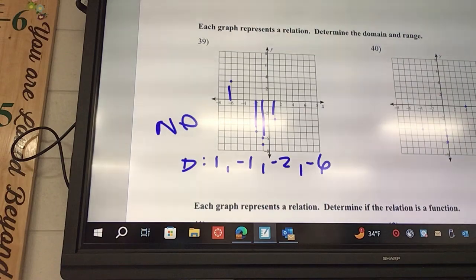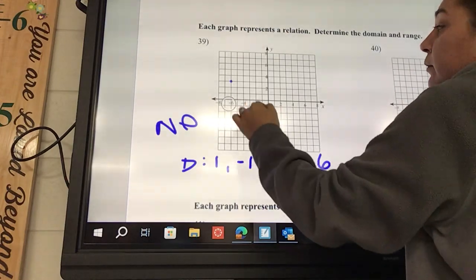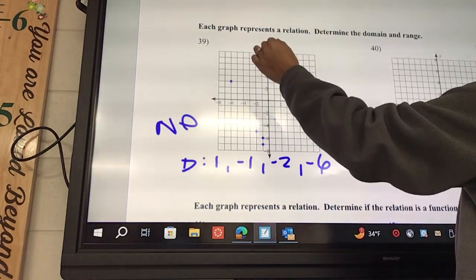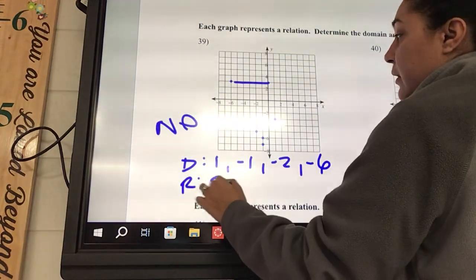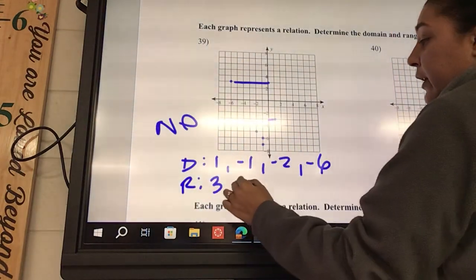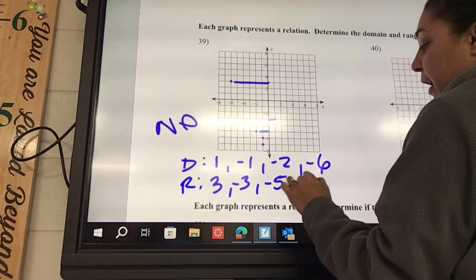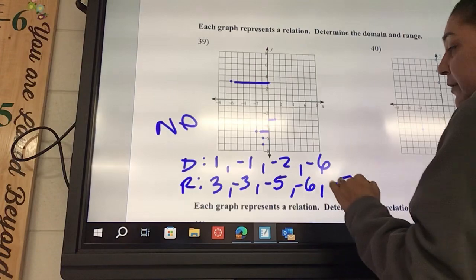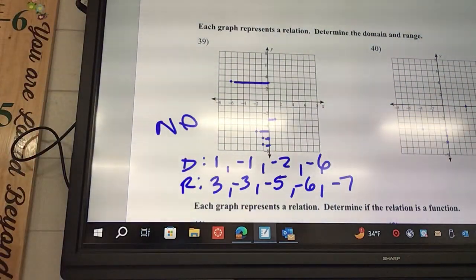For the range, we go the other way, okay? We go sideways. I start going down the y line, and I can see here at 3, I have some dots. At -3, at -5, at 6, and at -7, at -6, -7. So we're just tracking where these are and writing those down.